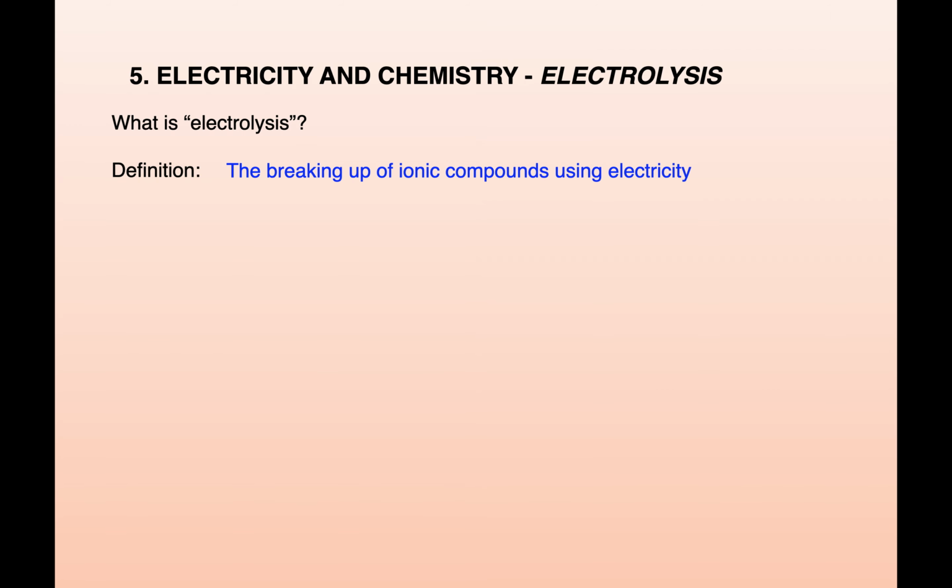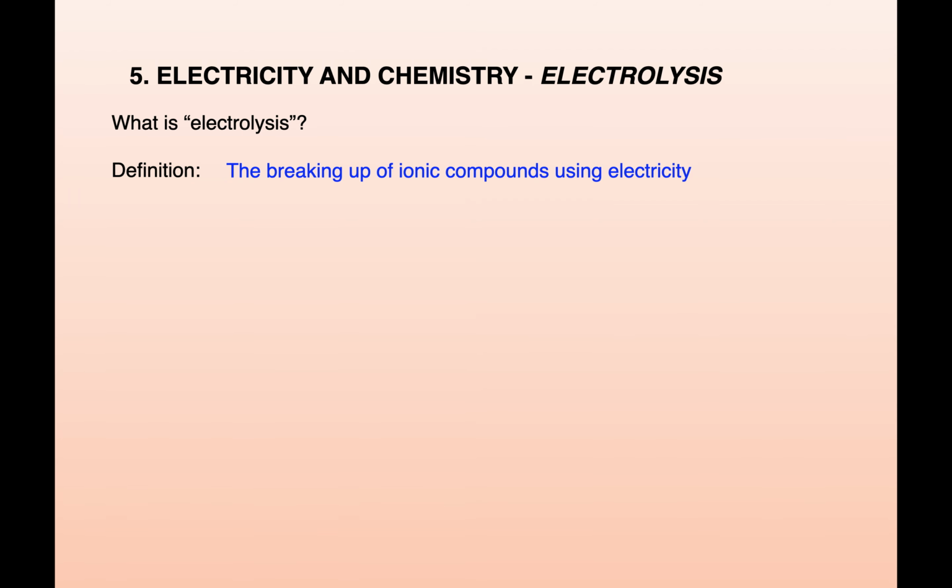Okay, electricity and chemistry, electrolysis. Now, the basic idea to get into your head is that if we use electricity as a form of energy, we can get chemical reactions to happen. And that's what electrolysis is. Electrolysis is using electricity to break up ionic compounds, and we break them up into their elements.